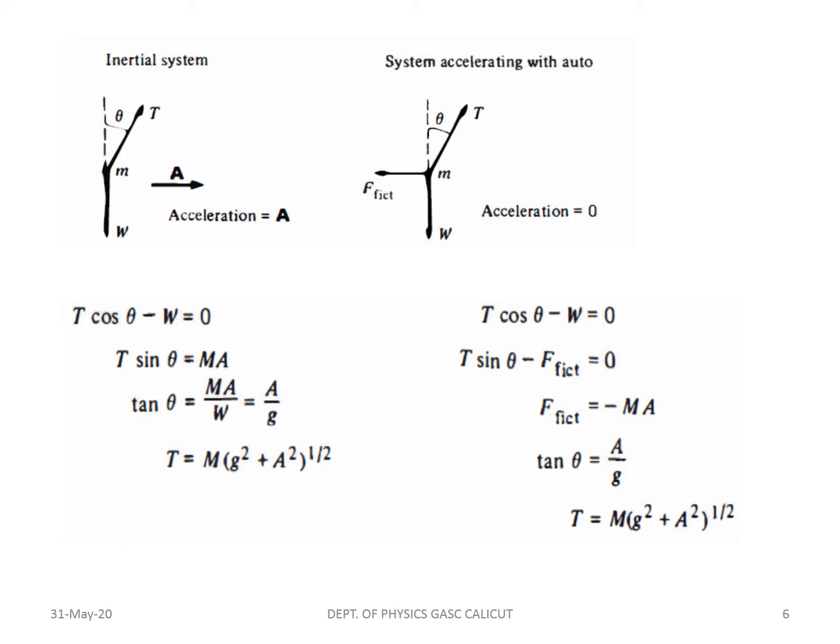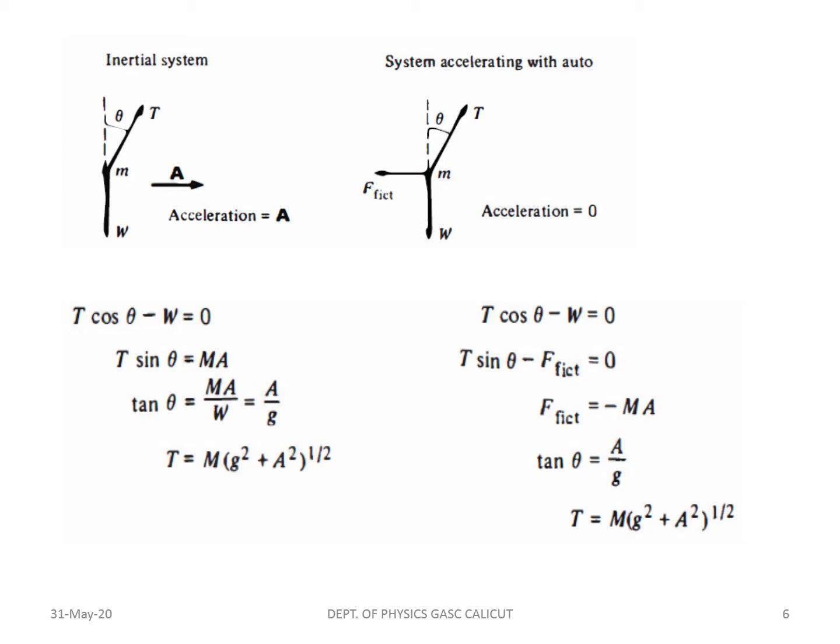In the horizontal direction, T sin theta is the tension acting in the direction of minus x, and capital M A is the mass times the acceleration of the car, which gives T sin theta equal to M A. If you divide the two equations, you get tan theta equal to m capital A by W, or capital A by g. From there you will get the value of T.